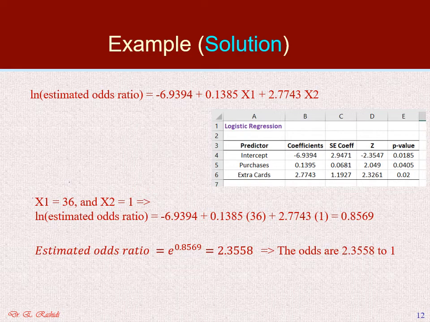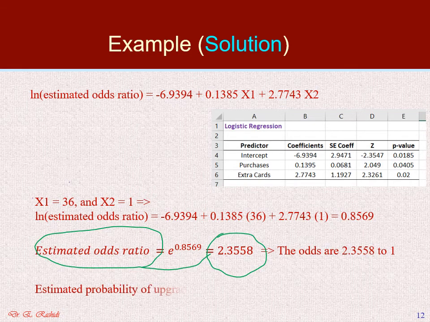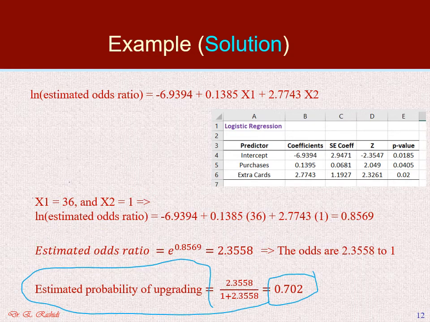Now that we have the estimated odds ratio, we can plug it into the probability formula. That would be 2.3558 over 1 plus 2.3558, which is equal to 0.702, or 70%. So the probability that the person would upgrade to the premium credit card is 70%. If we set the cutoff point to 50%, we classify this person as would upgrade, or class 1.